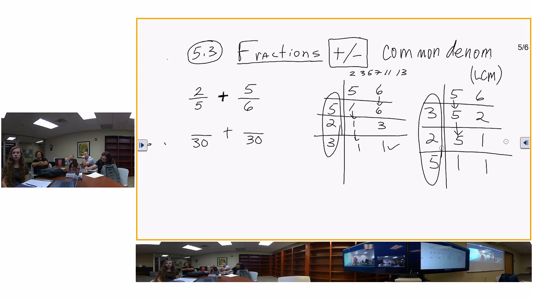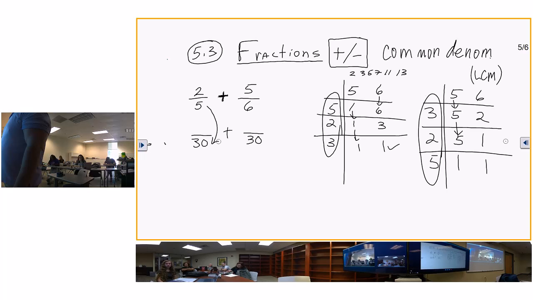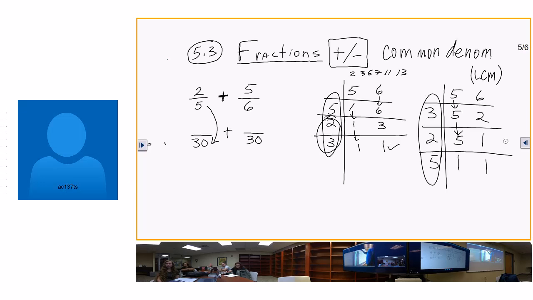So now after we found the common denominator, what do we got to convert? What's the opposite of denominator? Numerator. So if we've just changed our denominator, we've got to convert the numerator. 5 will go into 30 how many times? 6 times. 6 times 2 is what?